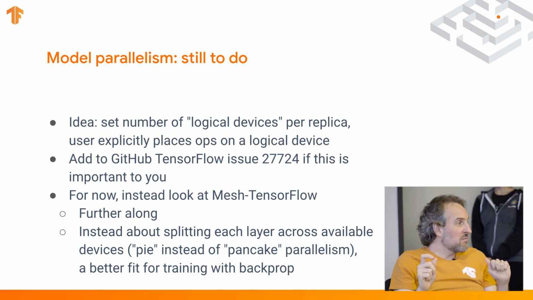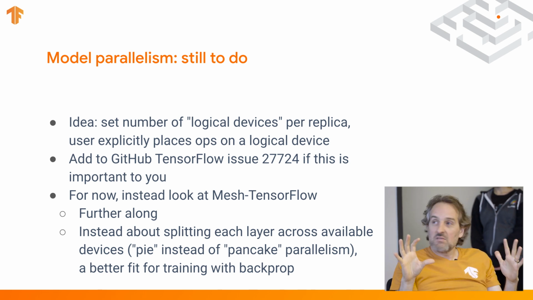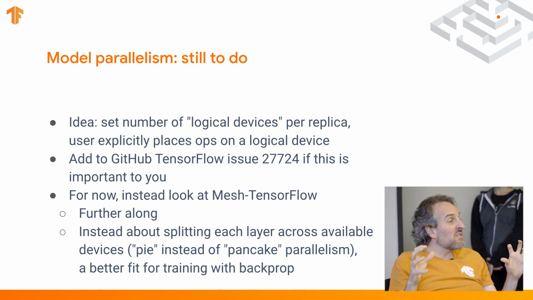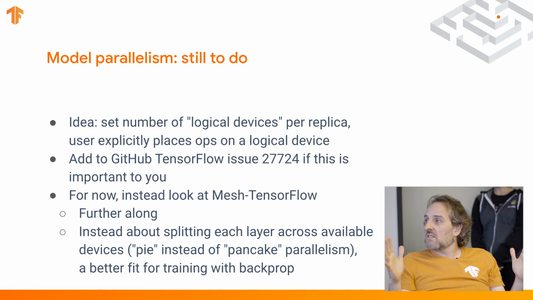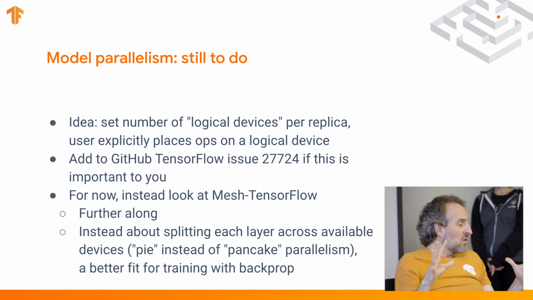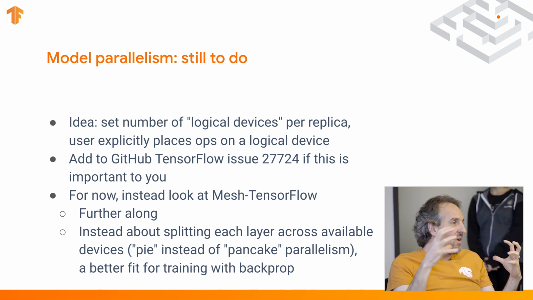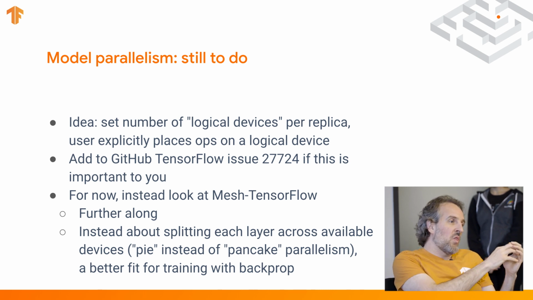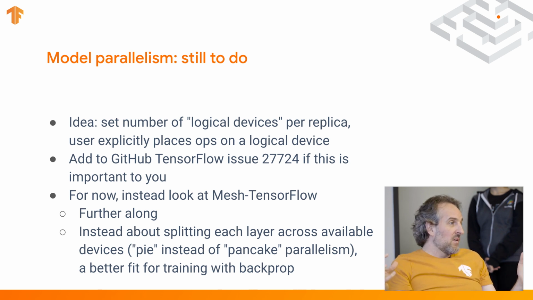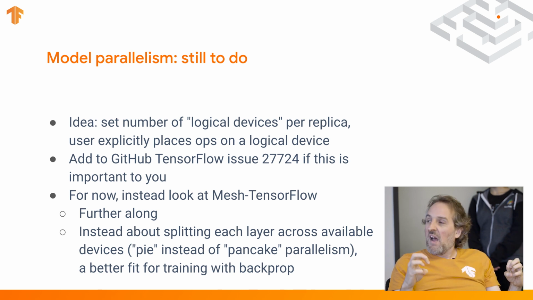Now, today, if you want to do model parallelism, I'm going to recommend Mesh TensorFlow. It actually works and is out there. It has a different model of doing model parallelism where instead it's splitting operations across lots of devices. In general, I think that's a good fit for backprop training because you have to keep all these intermediate variables around in order to do the backward step when you're doing the forward step.